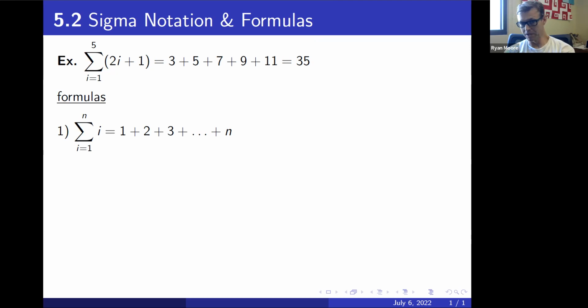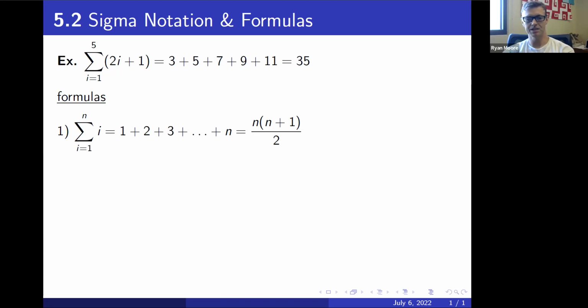Turns out there's a formula for this. If you're adding the first n integers, the formula is n times n plus 1 all over 2. Maybe you've seen that before. Maybe that looks kind of familiar. I'm not going to explain where that formula comes from. We just need to know.